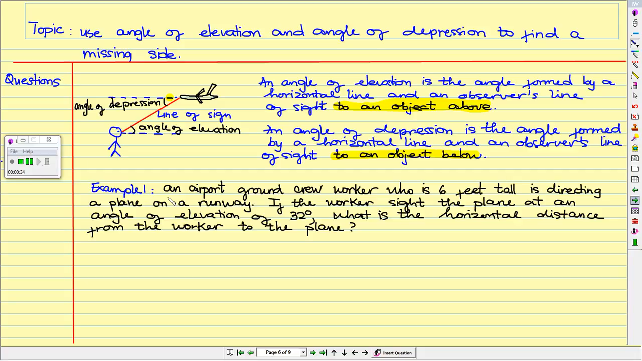Now let's begin with example 1. An airport ground crew worker who is 6 feet tall is directing a plane on a runway. If the worker sights the plane at an angle of elevation of 32 degrees, what is the horizontal distance from the worker to the plane? So let's draw a picture.